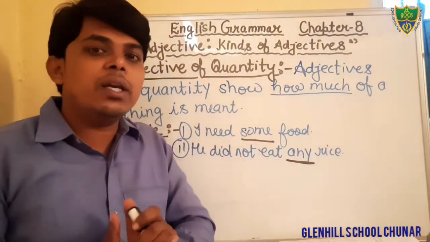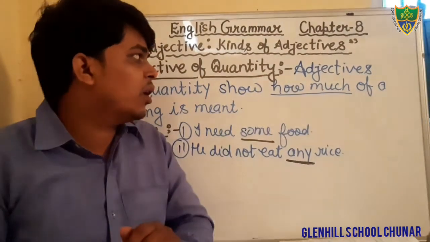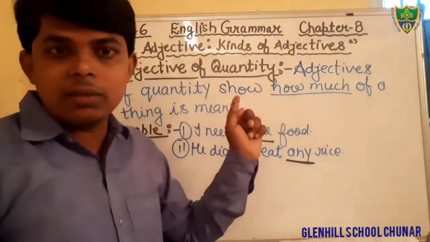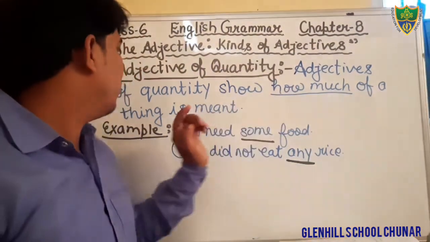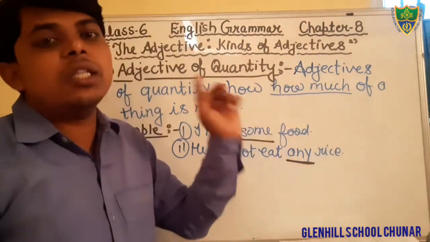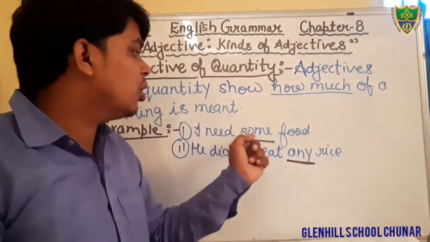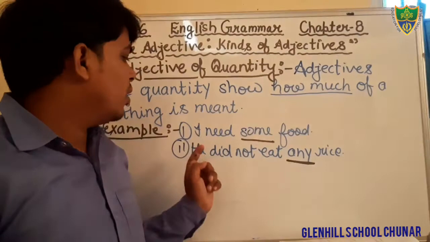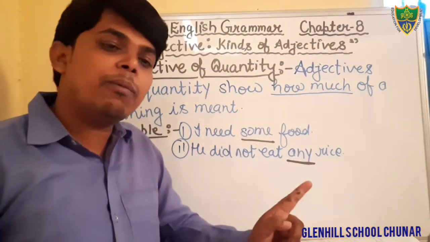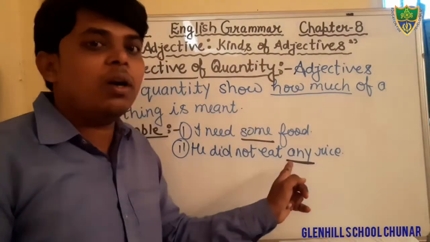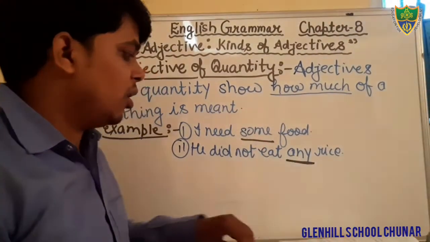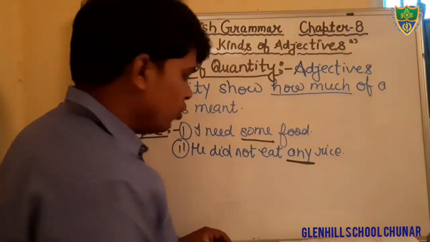What does it mean by quantity? Adjective of quantity shows how much of a thing is meant. Okay? For example, I need some food. In this sentence, what is adjective of quantity? The word some. He did not eat any rice. In this sentence, what is adjective of quantity? Any. The word any is adjective of quantity in this sentence. Okay, students? I hope that you all have understood.